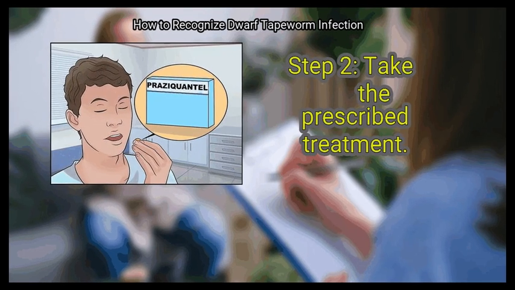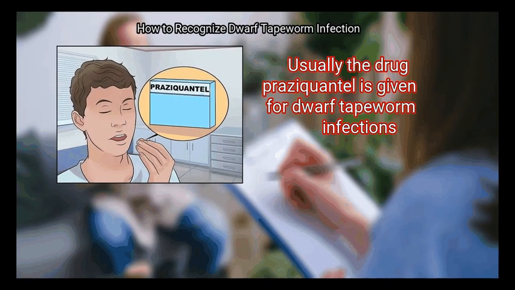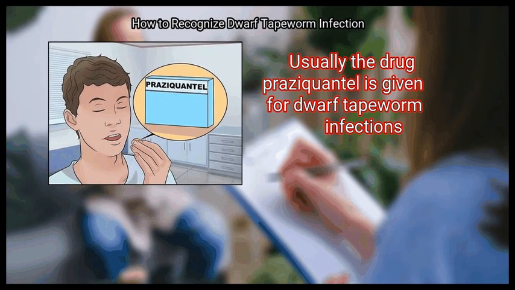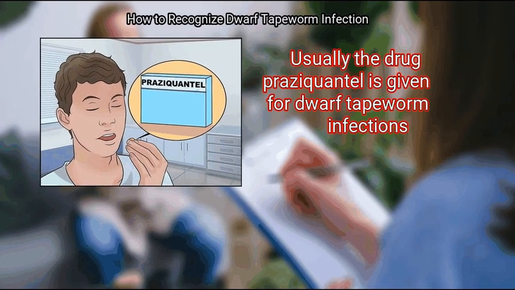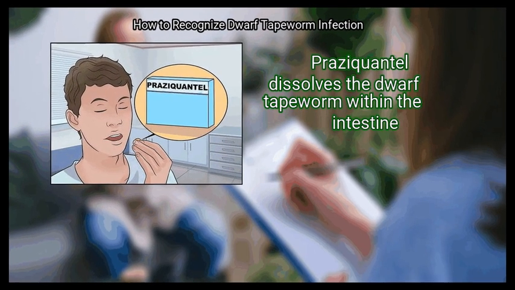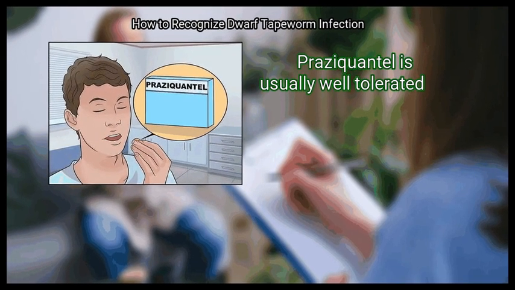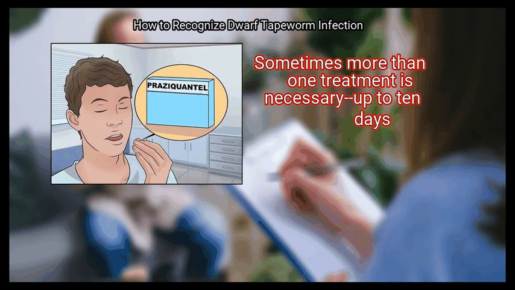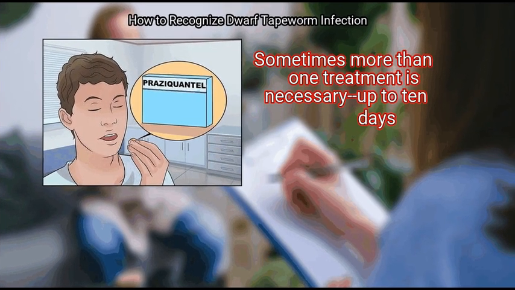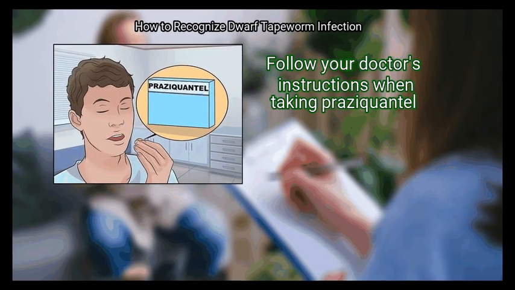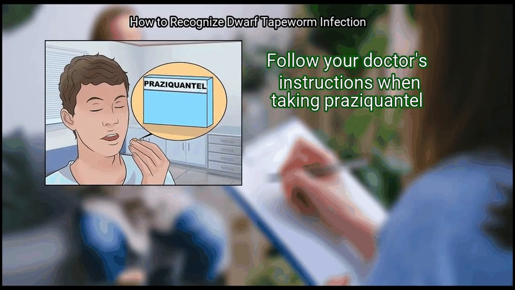Step 2. Take the prescribed treatment. Usually the drug praziquantel is given for dwarf tapeworm infections. Praziquantel dissolves the dwarf tapeworm within the intestine. Praziquantel is usually well tolerated. Sometimes more than one treatment is necessary, up to 10 days. Follow your doctor's instructions when taking praziquantel.